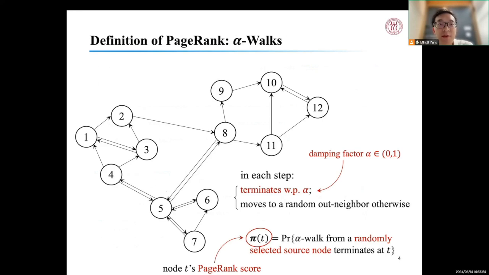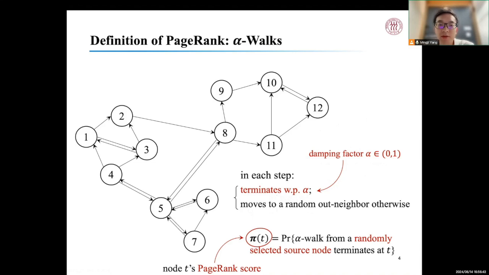Next, let me introduce the definition of PageRank based on a notion called alpha walks. Here we involve an extra parameter called the damping factor, denoted by alpha, which is a real number between 0 and 1. In each step of the alpha walks, the walk may simply terminate at the current node with probability alpha, and otherwise it will move to a random out neighbor of the current node, just like a classic random walk on graphs. So this is equivalent to saying that the length of an alpha walk is a random variable which follows the geometric distribution with parameter alpha.